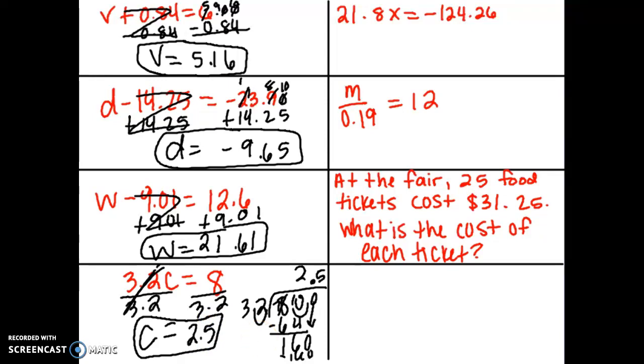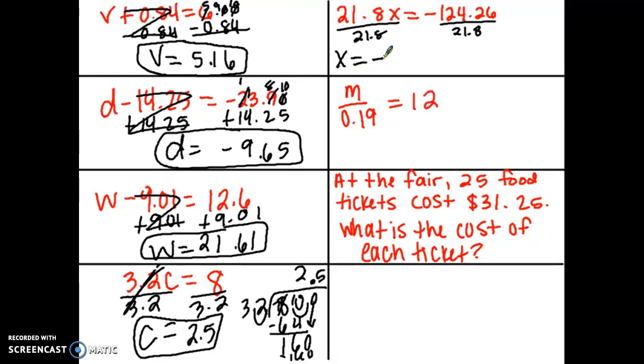21 and 8 tenths X equals negative 124 and 26 hundredths. I have a coefficient in front of X, so that's multiplication. The inverse of multiplication is division. So I'm going to divide by 21 and 8 tenths on both sides. A negative divided by a positive is a negative. So I know my answer is going to be negative.